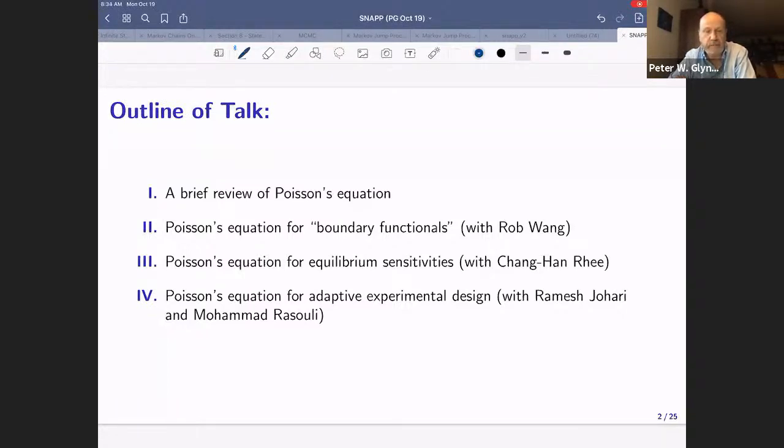And finally, I'll talk about a more recent application with which I've been involved with Ramesh Johari and Mohammad Rasouli, involving the use of Poisson equation type ideas in the analysis of adaptive experimental designs, in particular in the context of temporal interference. So the work on boundary functionals is joint with Rob Wang, and the work on equilibrium sensitivities is joint with Chang-Han Rhee.